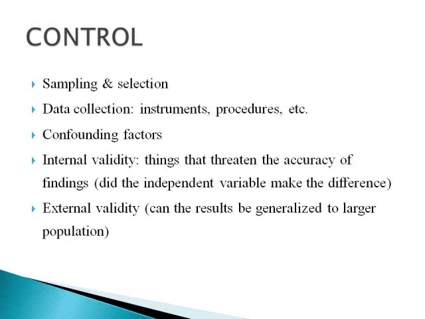is and the results of the research. We do that through sampling and selection. We do it through data collection, the instruments we use, the procedures we use. We look at the confounding factors, which are our extraneous variables. And then we look at internal and external validity.